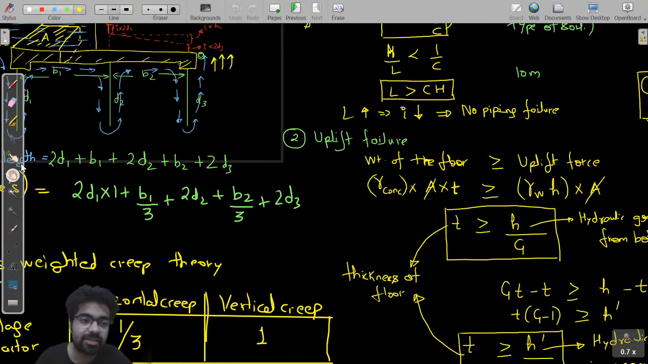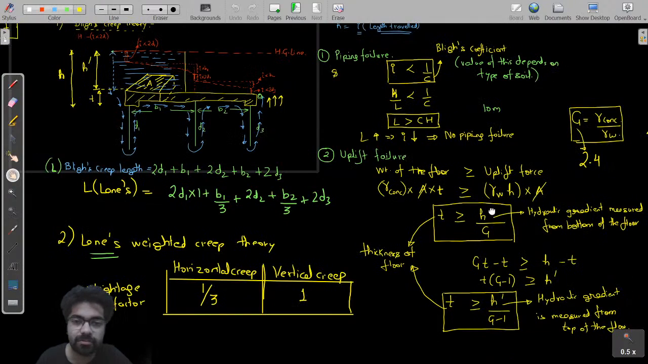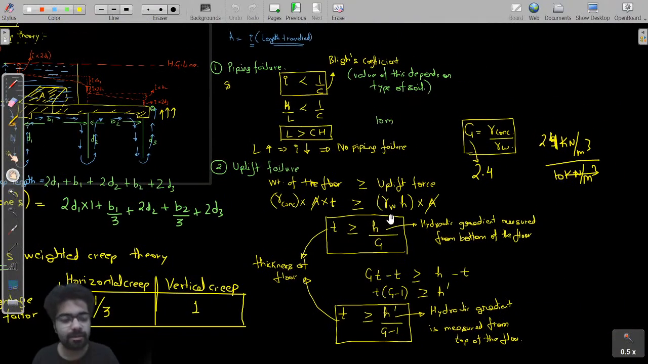Now let's solve one question on this, then I will start Khosla theory. As you can see here, piping failure, uplift pressure, everything is there. So he discussed two things: that if you want to prevent piping, then what we should do, the length should be greater than CH, and what was C?